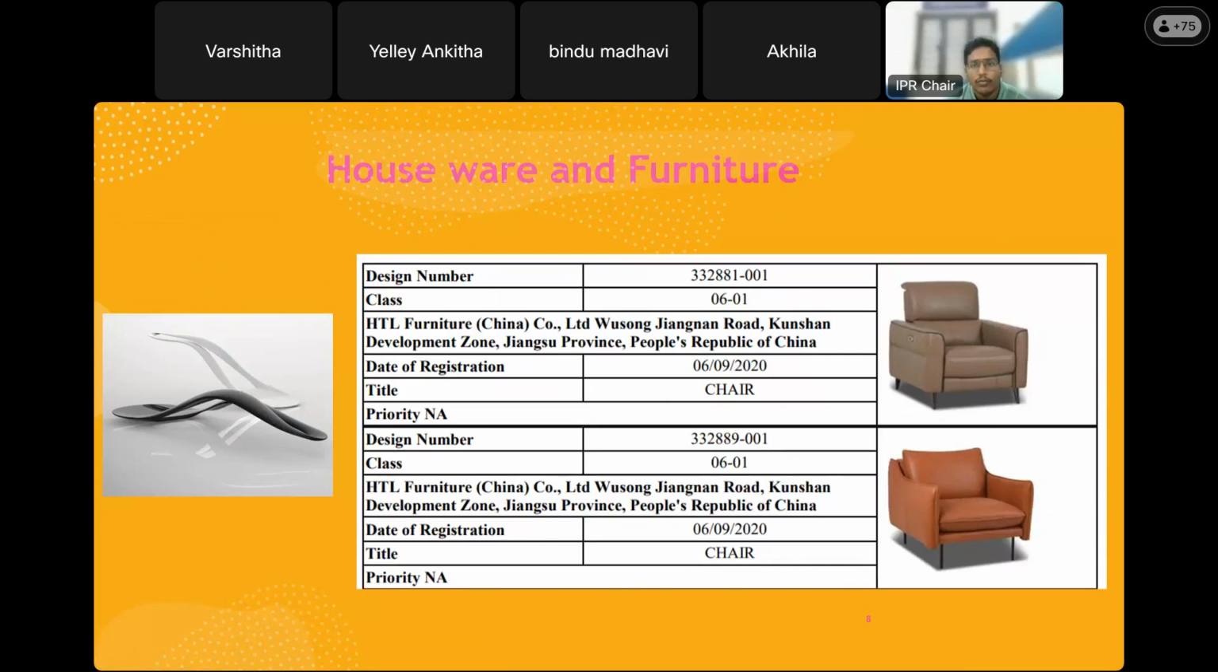This is for houseware and furniture. You can see the design of the chair. It's not the functionality; the design of the chair has been protected. So design number and class: it belongs to class 6 and subclass is 1. And the title is chair, and the date of registration also you can see, and the corresponding address of the company. He is the applicant, and you can see another chair. Because both are chairs, the class and subclass are also the same, and you can see the date of registration.